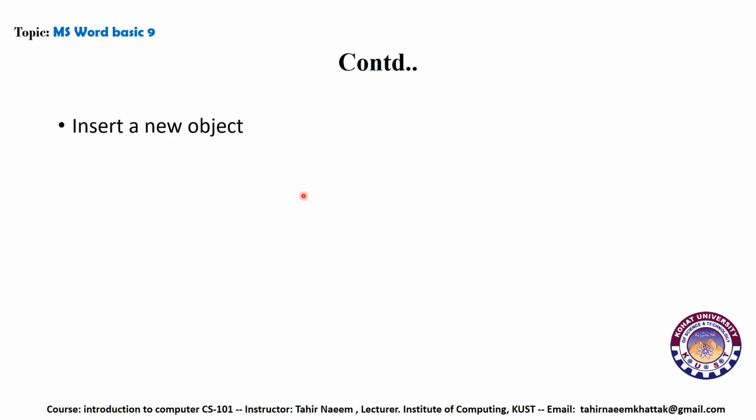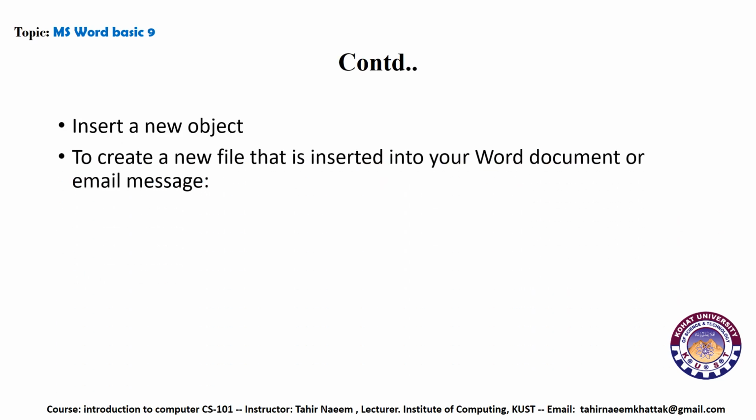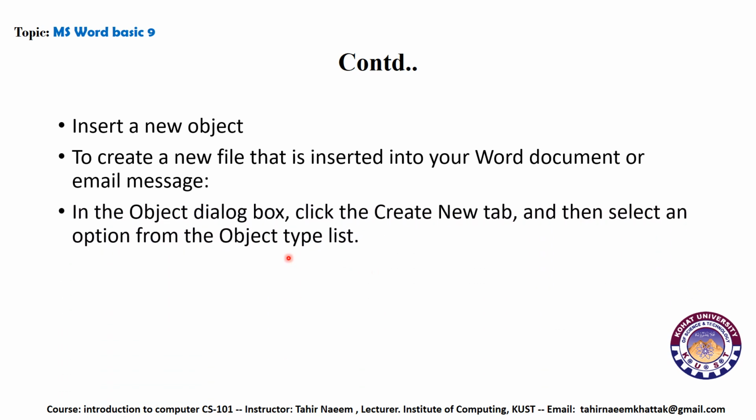So here, insert a new object. To insert a new object, we will go to the Insert option in Word or email messages. Then we will click on the Object dialog box. The Object dialog box will appear. Here we'll click on the Create New tab, and then select from the Object type list.